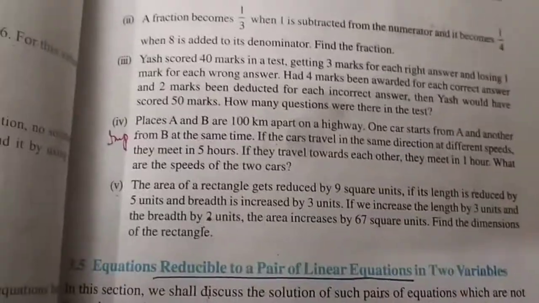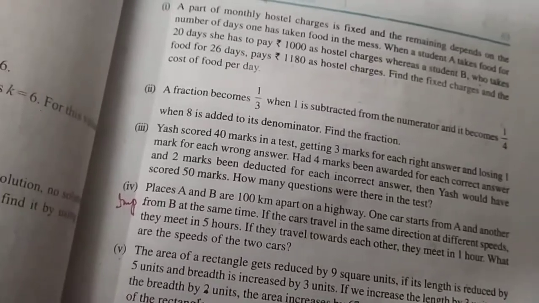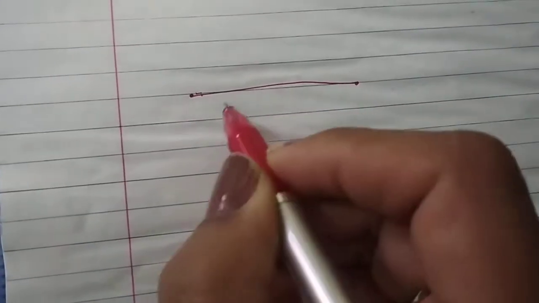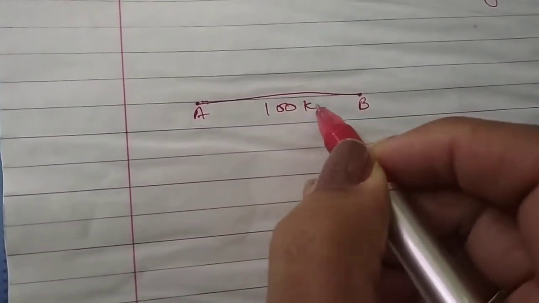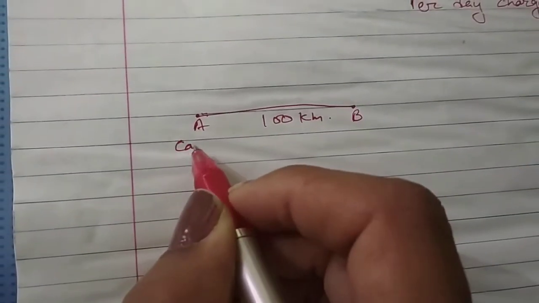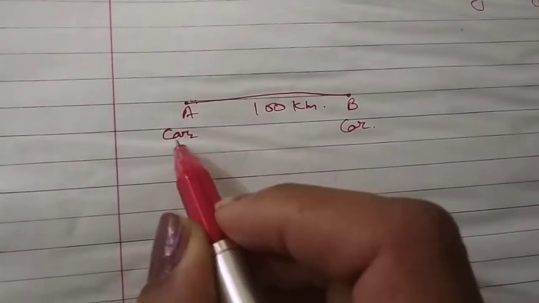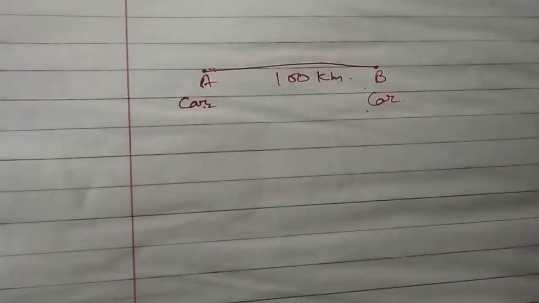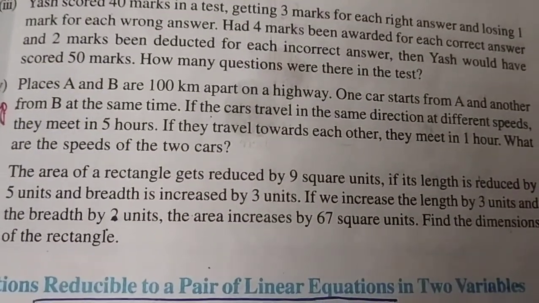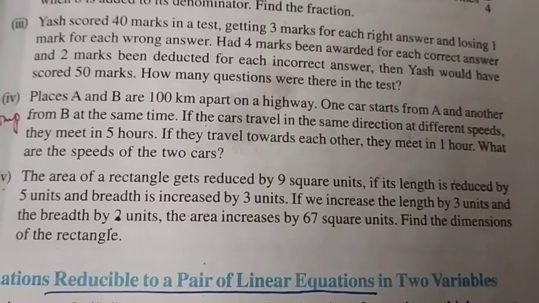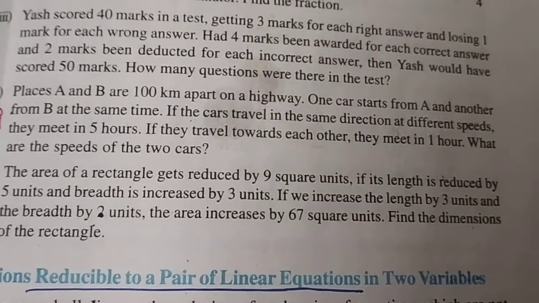Here he is talking about 2 different places. First I am explaining you. Here he is talking about 2 different places, as like these are 2 places, A and B. The distance between these 2 places is 100 km. He is saying one car is here and the other car is here. We can say them car A and car B. They both are the 2 different cars. He is saying if one car starts from A and another from B at the same time, if the cars travel in the same direction at different speeds, they meet in 5 hours.